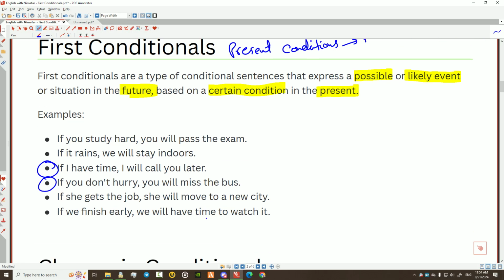Or if she gets the job, she will move to a new city. So moving to a new city requires that, needs that, the fact that she gets the job. Or if we finish early, we will have time to watch it. Okay?